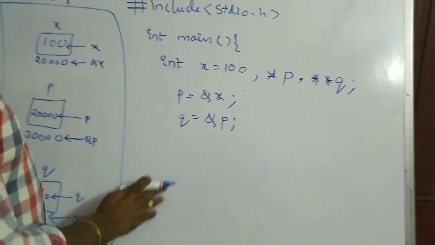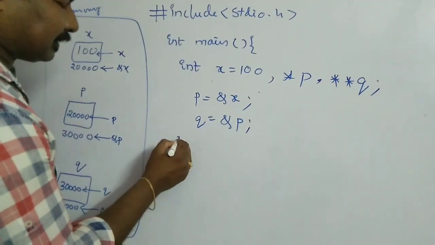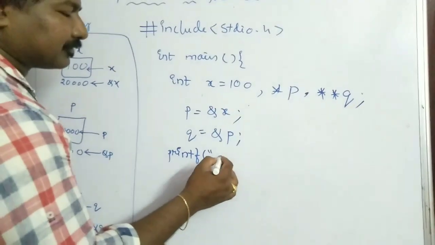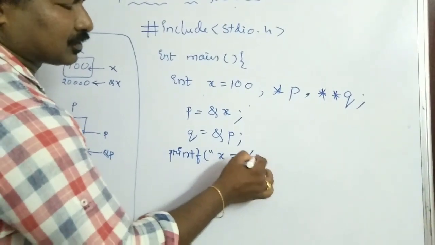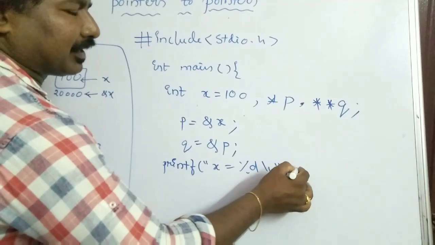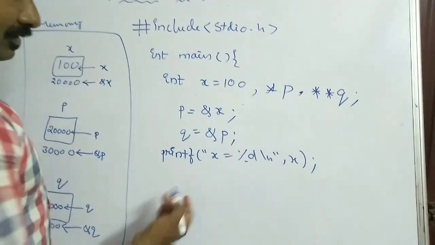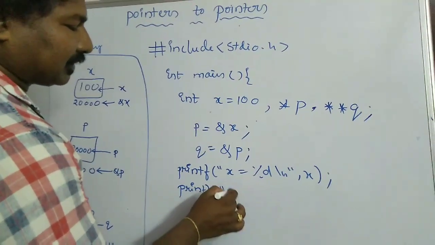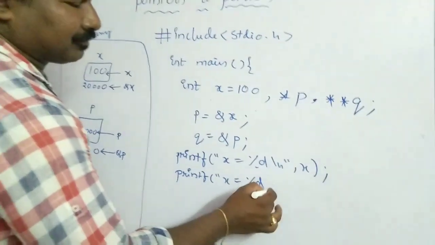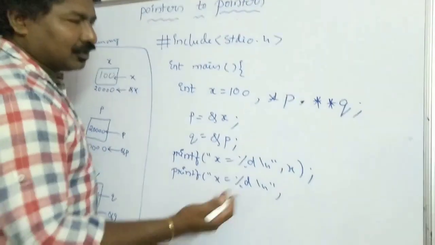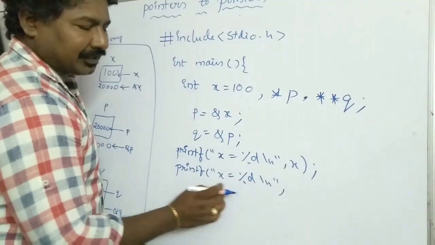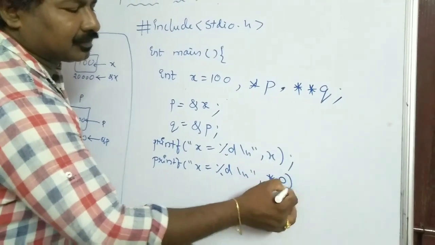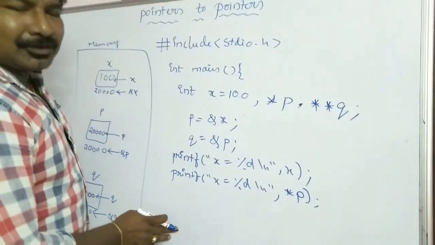Now I'll continue with the program. We know how to get the value of x. printf the x value: how do you get the x value? Simply by writing x. Similarly, how do we get the value of x with p? We know that the x value can be accessed by using p. We have already seen that it is just writing *p. *p will give you the value of x.